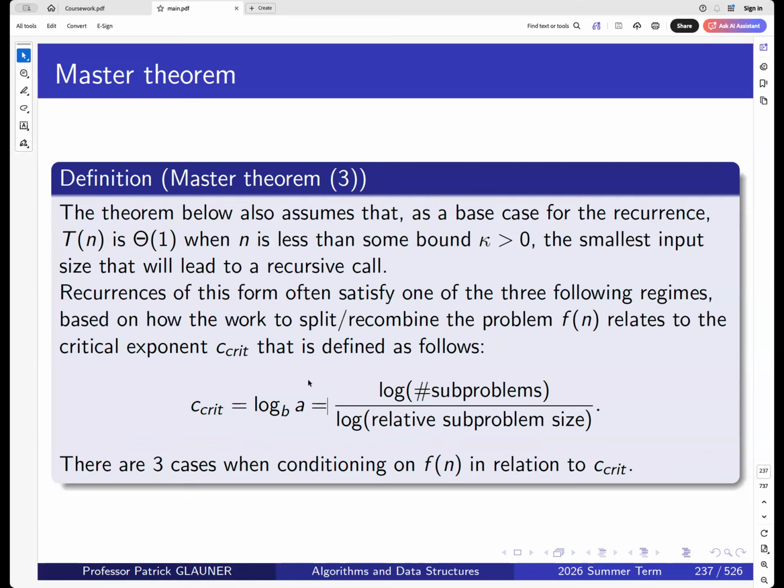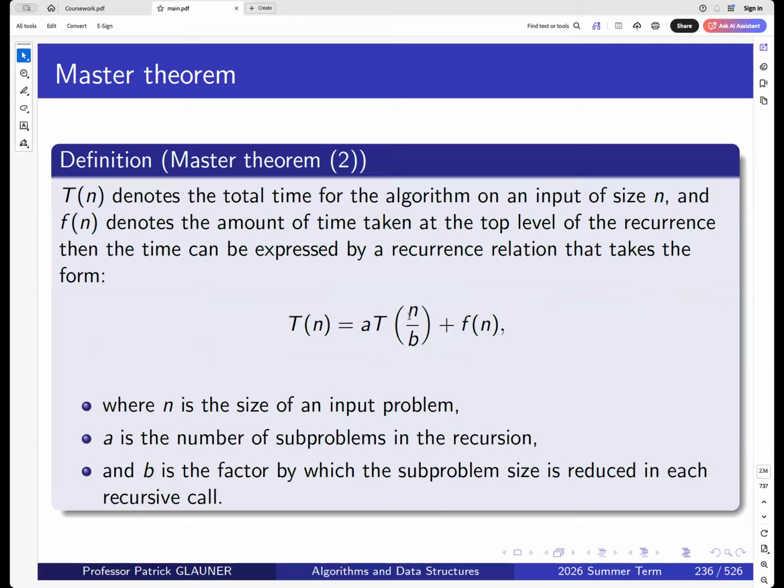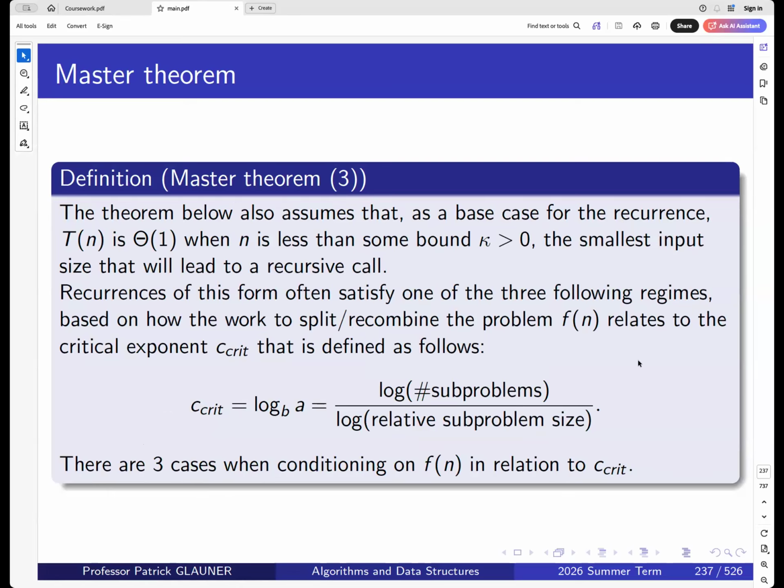What you can also interpret is, what does log B of A actually mean? A is the number of subproblems. So if I want to calculate log B of A, I can calculate this by log A divided by log B. And A is the number of subproblems, and B is the relative subproblem size, because we have the problem and split it into a smaller problem. So this B is the relative subproblem size, and A is the number of subproblems. And now we need to determine how this work f of n relates to the critical exponent.